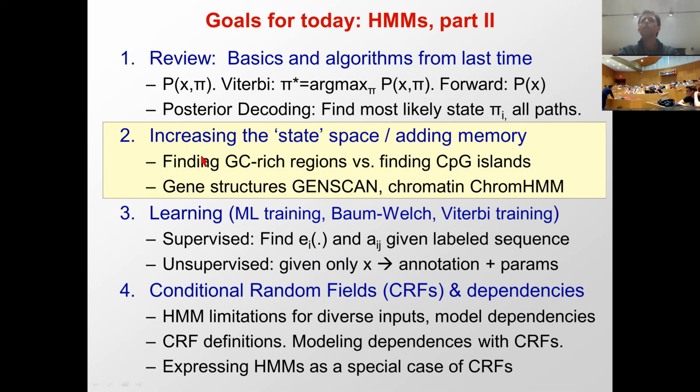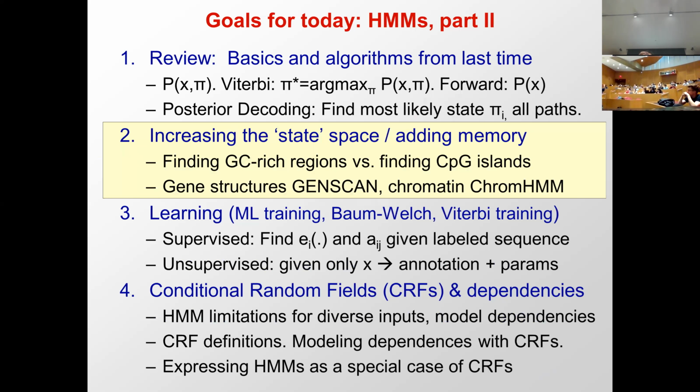So instead of doing more algorithms, let's now step back and ask, what do we use these HMMs for? We're going to look at how to increase the state space. We talked about CpG islands. That has a memory of, it's not just a G, and the previous character was a C. But we talked about how Markov chains are memoryless. They don't have memory. So how do we encode memory?